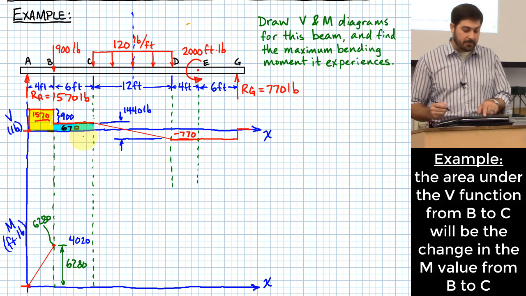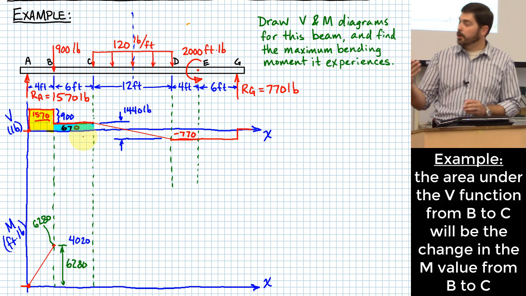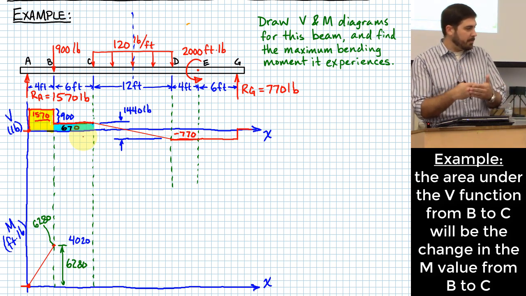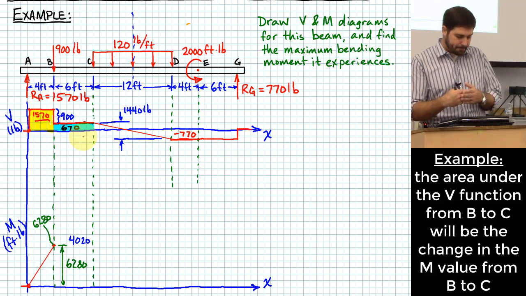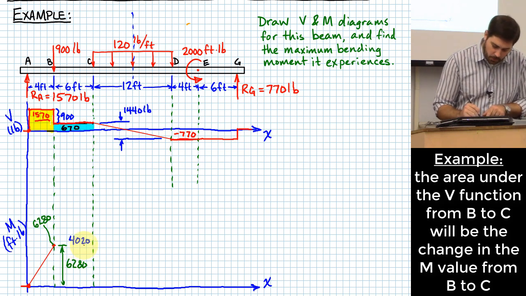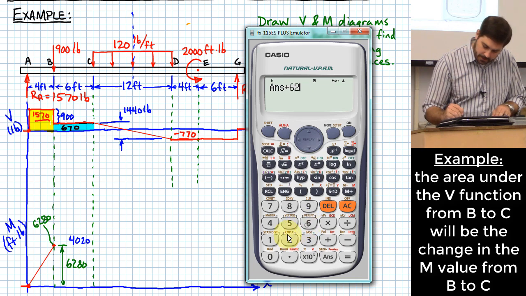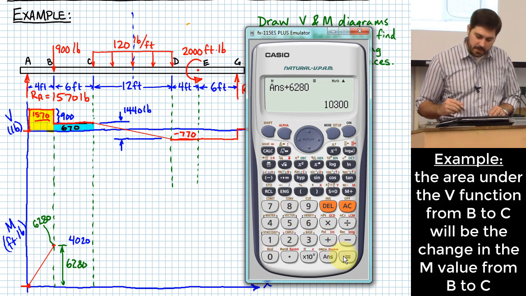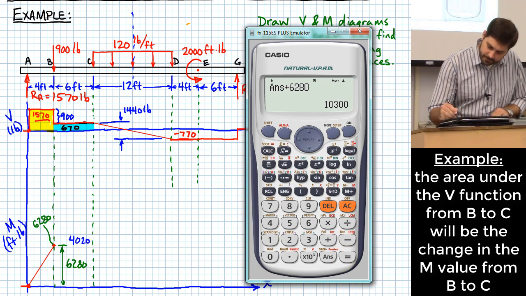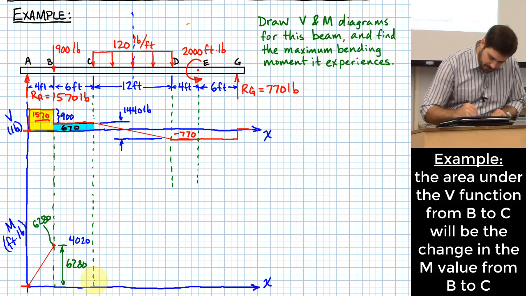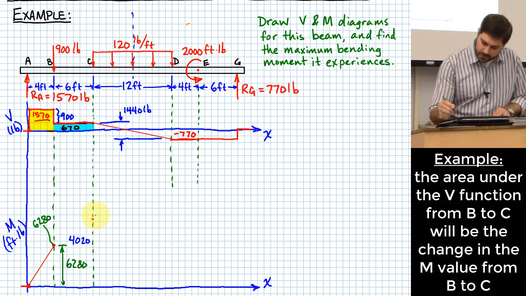And now what I'm doing is I'm finding the area under my v of x curve to find my change in my m of x curve. And that change is going to be 4020, and I'm going to add that to 6280, which gives me 10,300. Let me count some squares here. 1, 2, 3, 4, 5, 6, 7, 8, 9, 10, and a little bit. So this would be my next little curve.